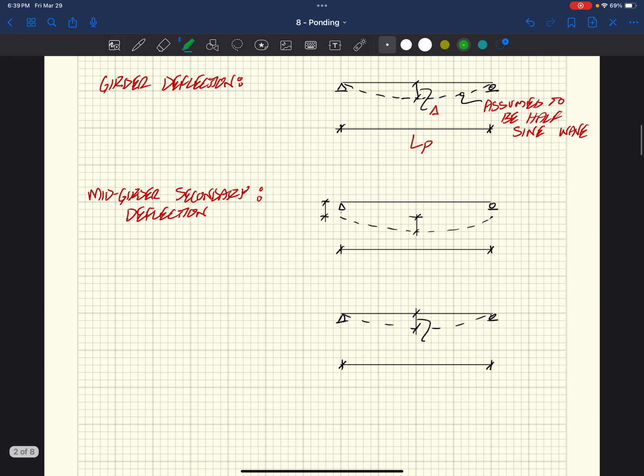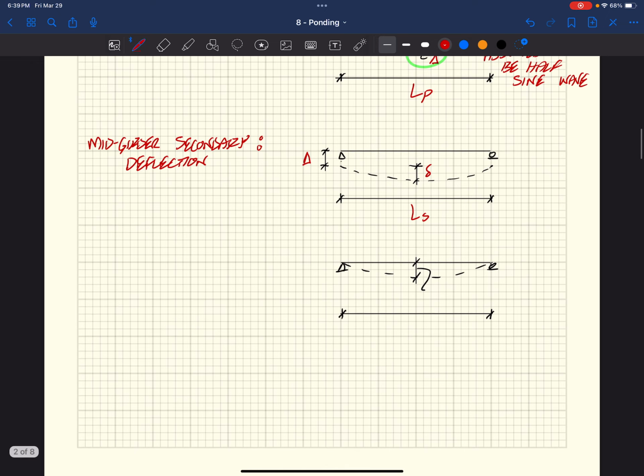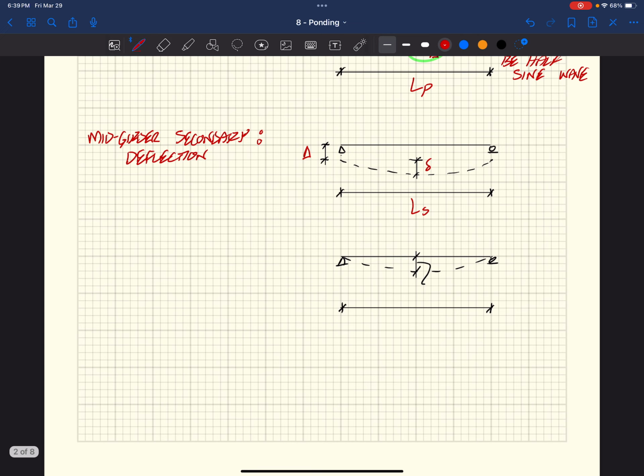And now we're going to look at what's going on in the mid girder secondary deflection. This is the secondary member, which means that we have a length of LS. It initially deflects a big delta in the middle, that's this guy up here. So we're going to get that, and then we're going to call this little delta below, again an assumed half sine wave deflection.